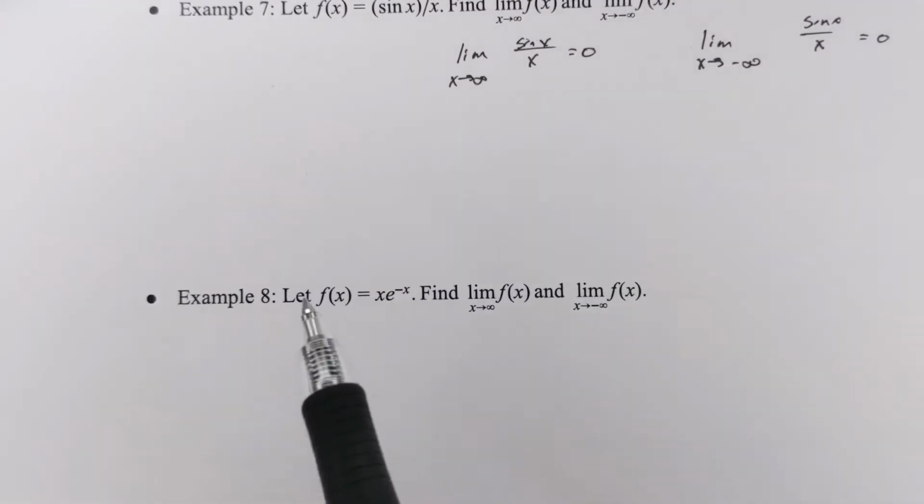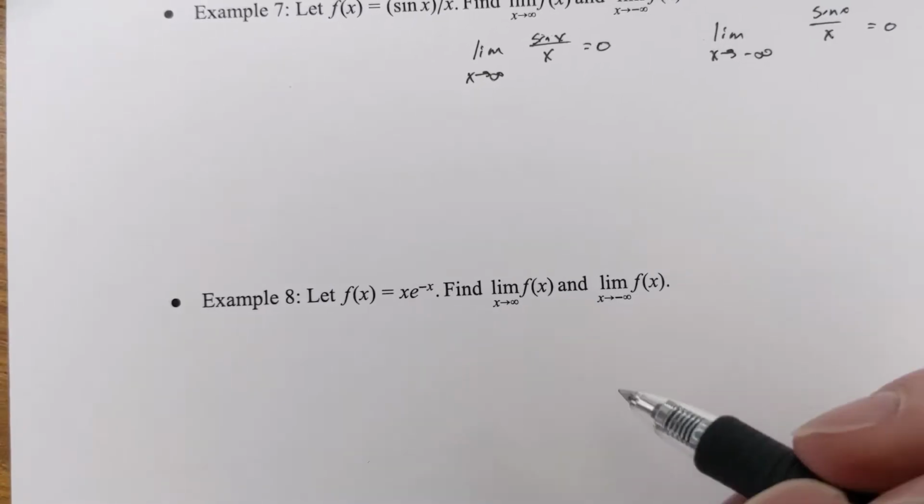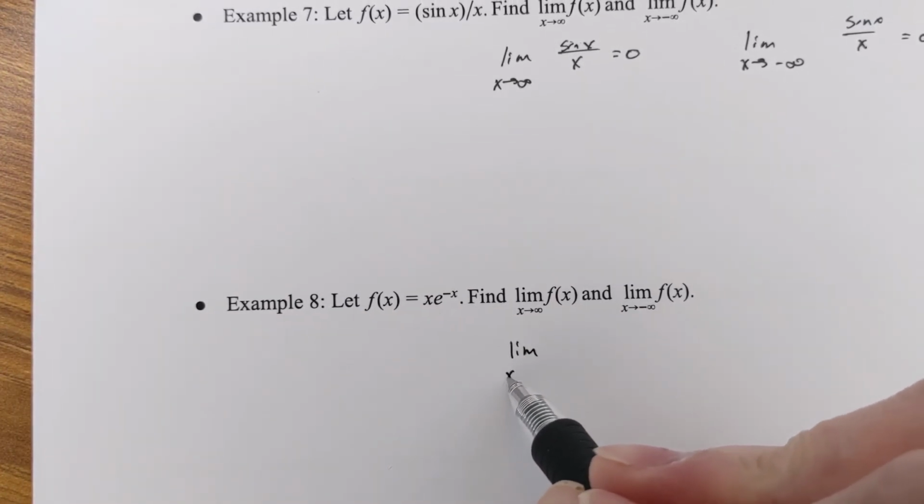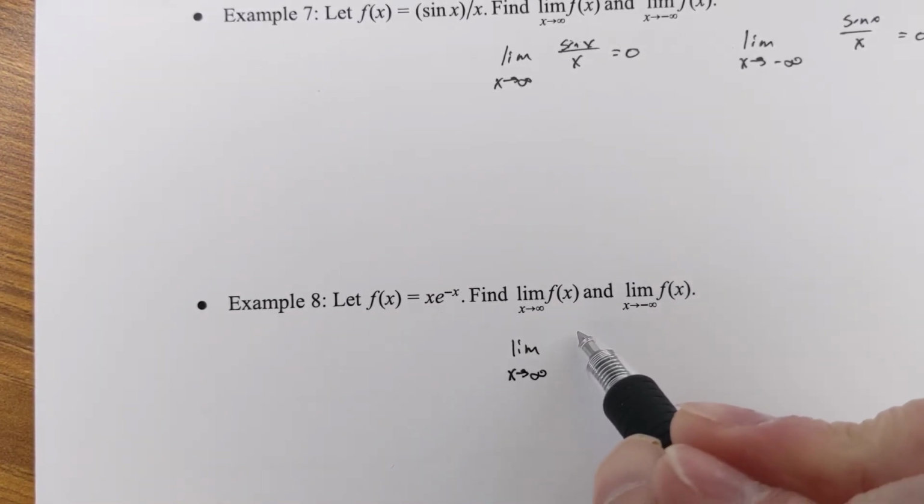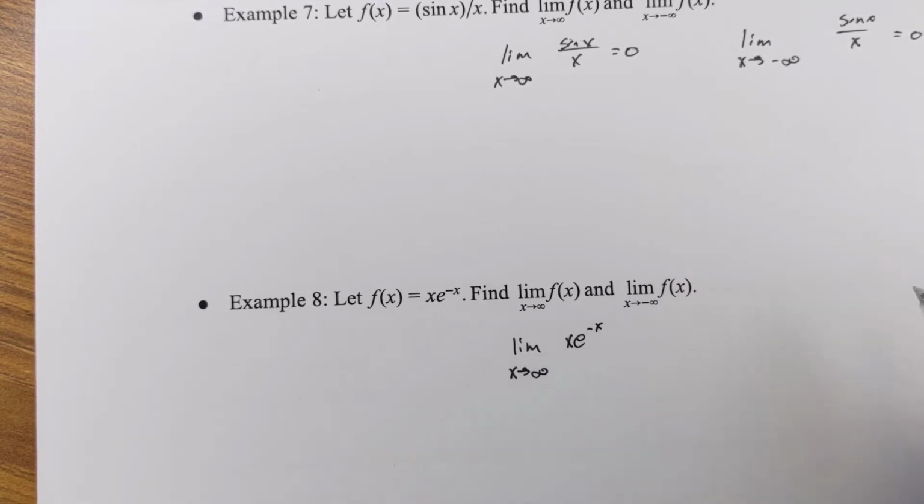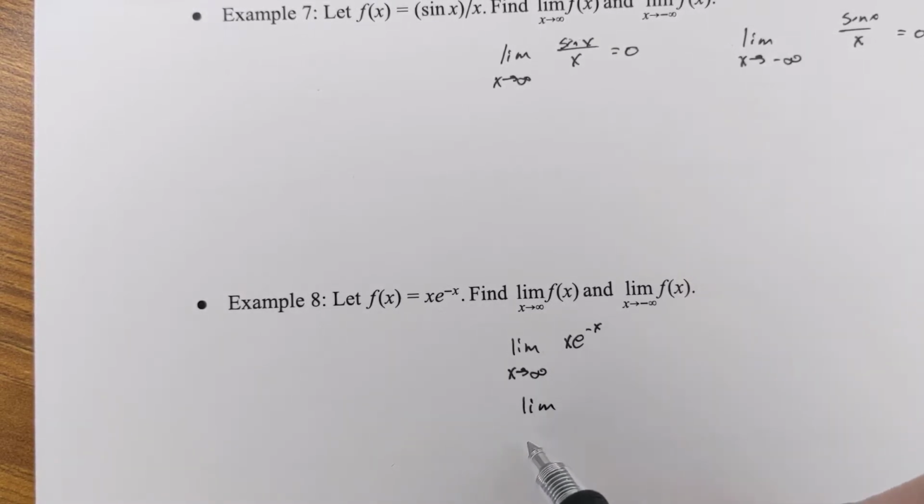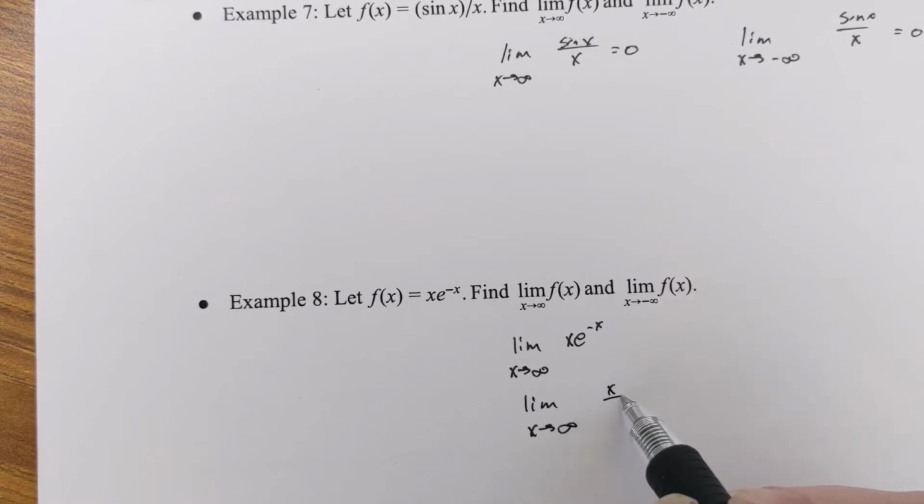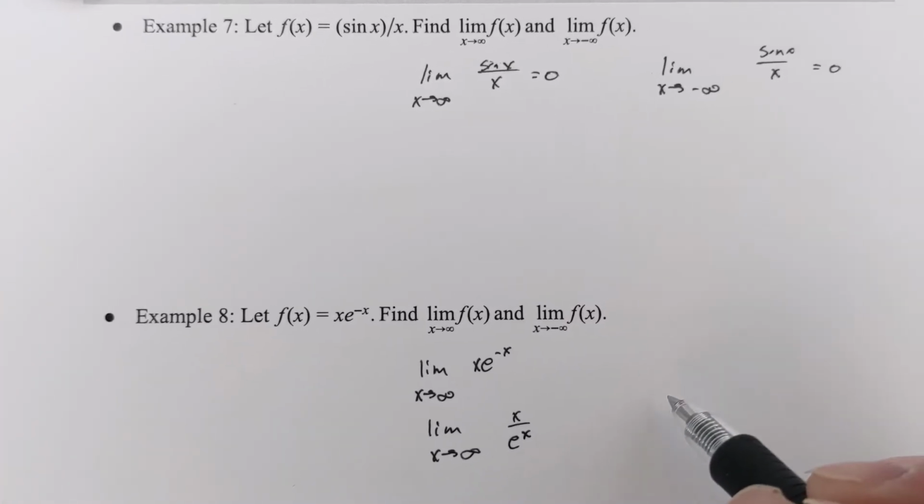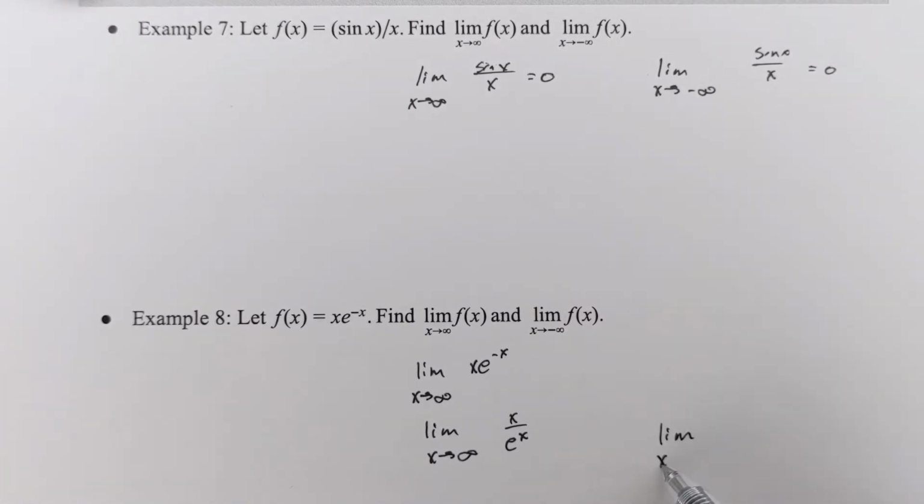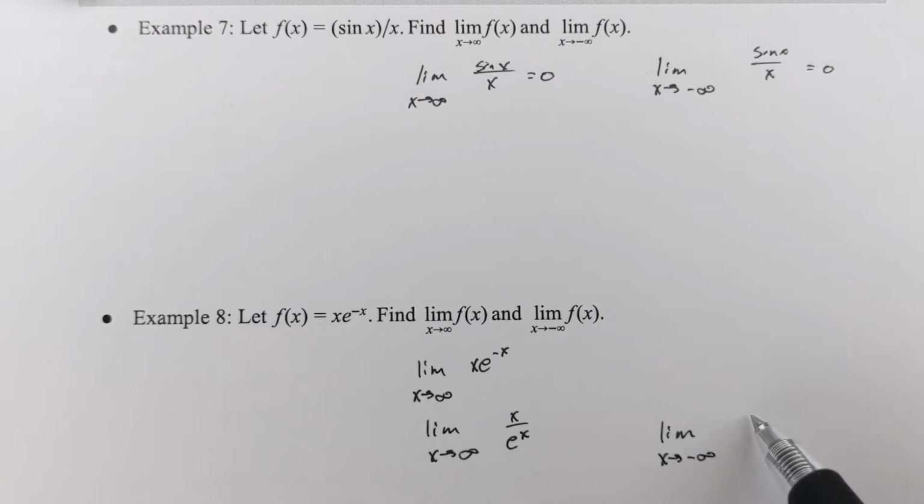All right, let f of x equals x e to the negative x. Find the two limits. The limit as x approaches infinity of x e to the negative x is the same thing as x over e to the x. Negative exponents sit on the bottom. The same thing is true over here as you approach negative infinity.